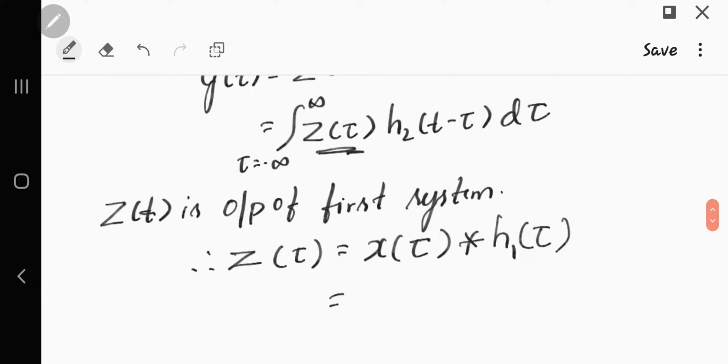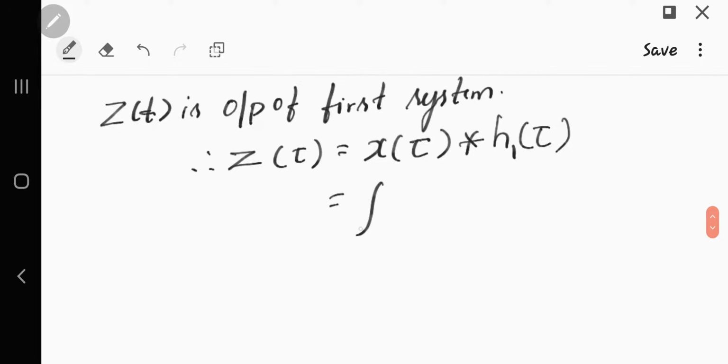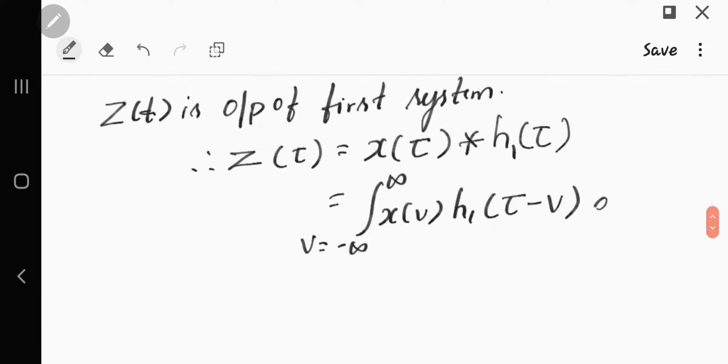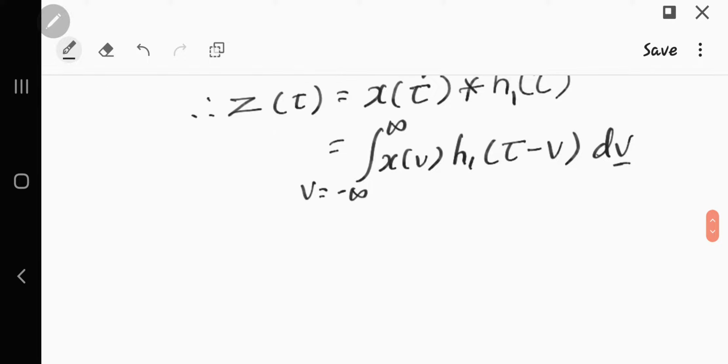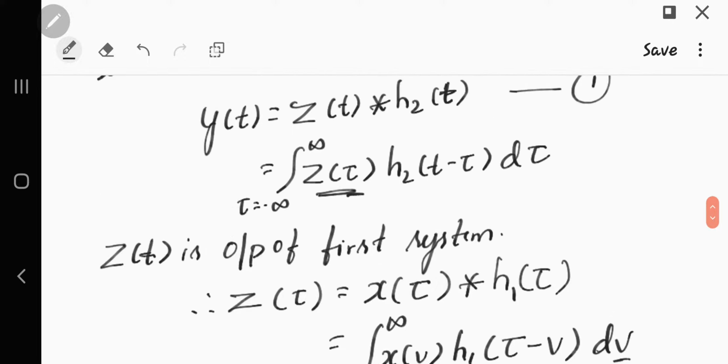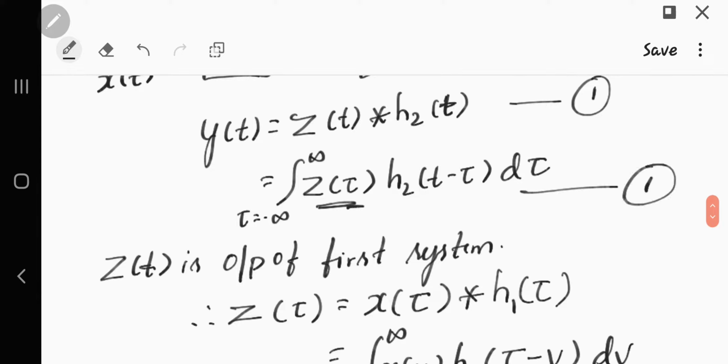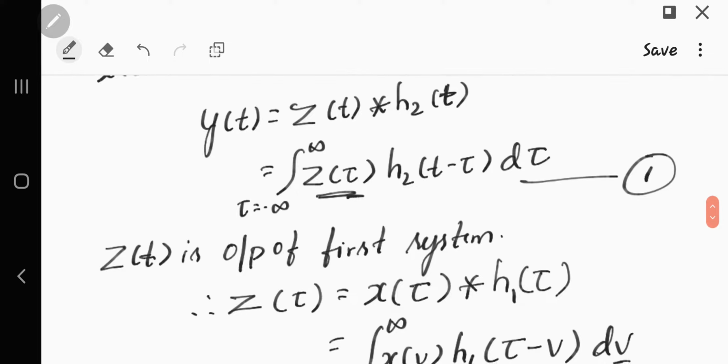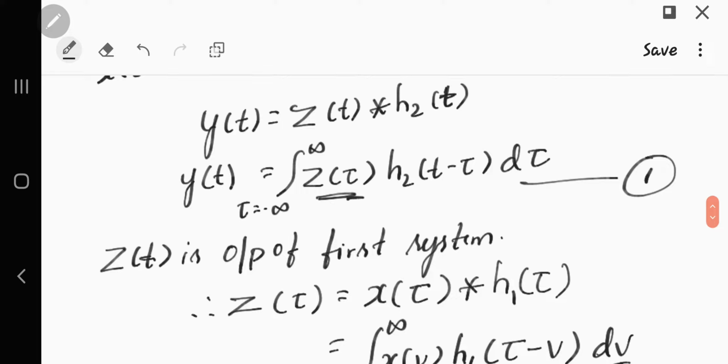Okay. Now, if you express this using the convolution integral expression, I will use a different variable here as the integration variable. I will use v. So, v is from minus infinity to plus infinity of x of v h1 of tau minus v dv. So, here v represents the integration variable. Now let us substitute z of tau in equation 1.